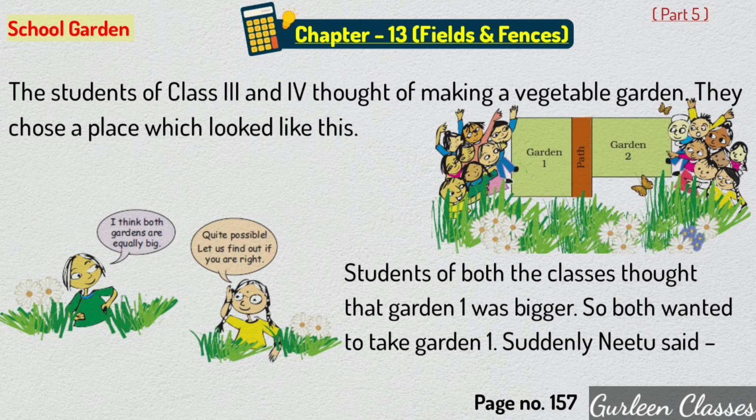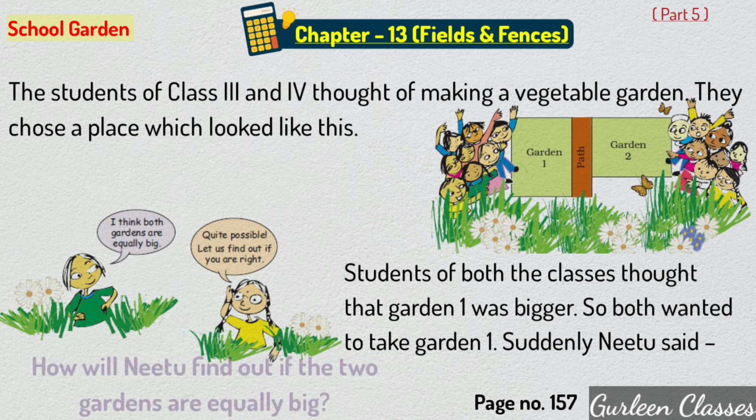Next topic, school garden. This topic is there in your book, page number 157. The students of class 3 and 4 thought of making a school garden. They chose a place which looked like this. So in the picture you can see garden 1 and 2, and in the middle there is a path. Students of both the classes thought that garden 1 was bigger, so both wanted to take garden 1. Suddenly Neetu said, I think both gardens are equally big. Another girl replied, quite possible. Let us find out if you are right.